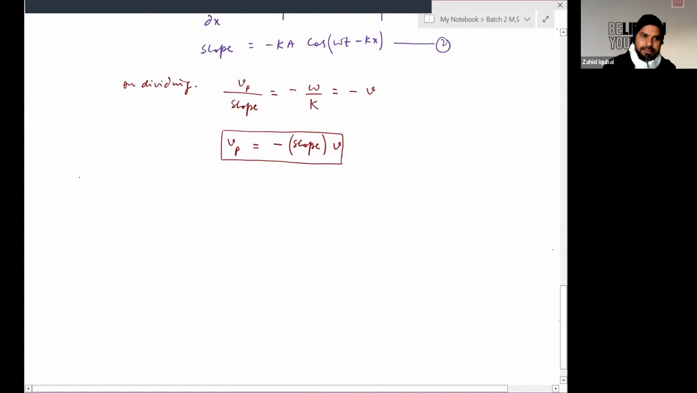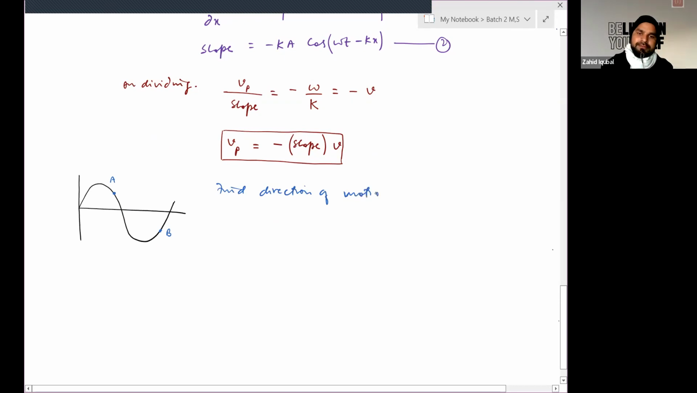Now suppose there is a wave on a string like this. And suppose there is a particle at this point, let's say A, and at this point, let's say B. You'll be asked in which direction A and B will be going at this instant. Find direction of motion of point A and B.